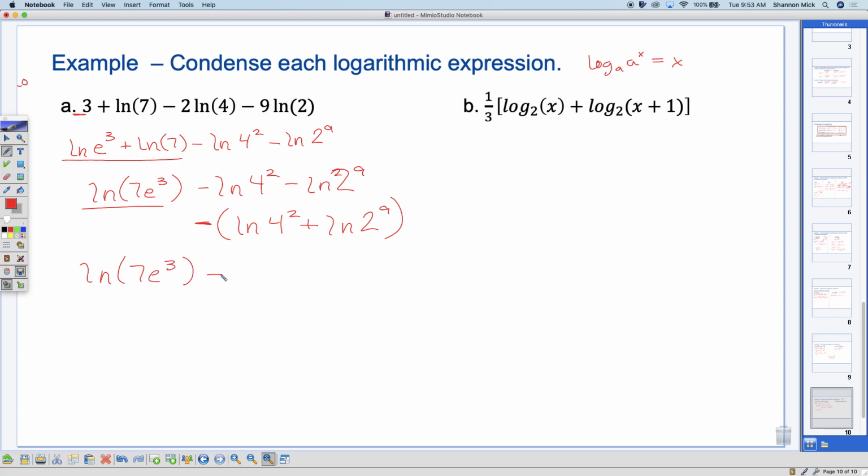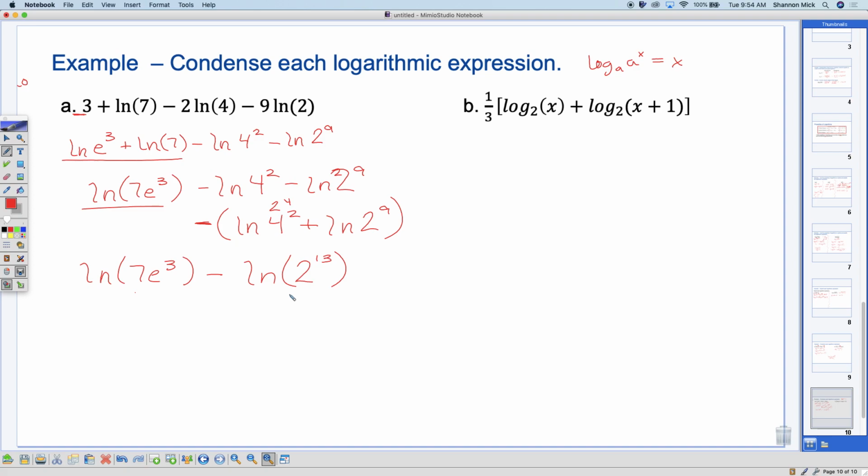Minus. So I have 4 to the 2nd and 2 to the 9th. Well, that's silly to have it that way, but oh well. Because I want to make the 4 into 2 squared, so that'd be 2 to the 4th, right? So this would be the natural log. If this is 2 to the 4th and this is 2 to the 9th, it's 2 to the what? 13. Okay, so now I'm taking this divided by that, right?